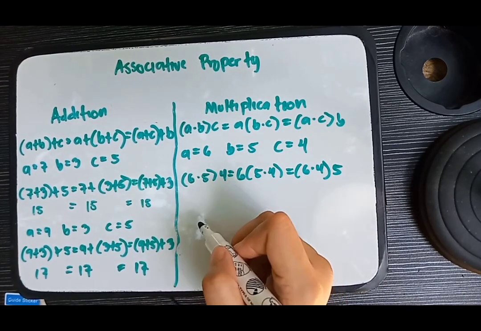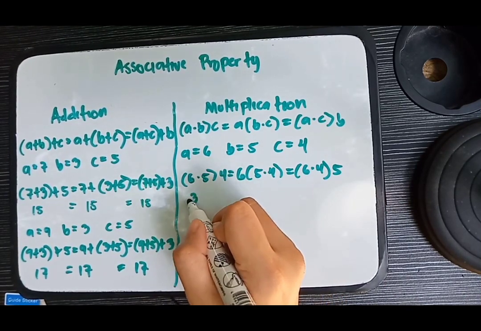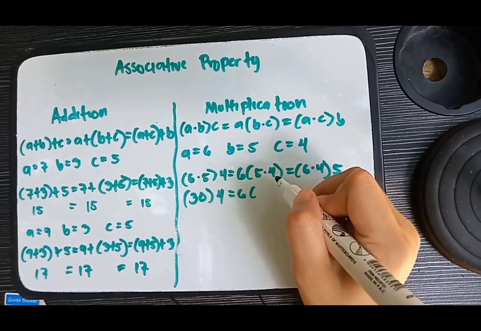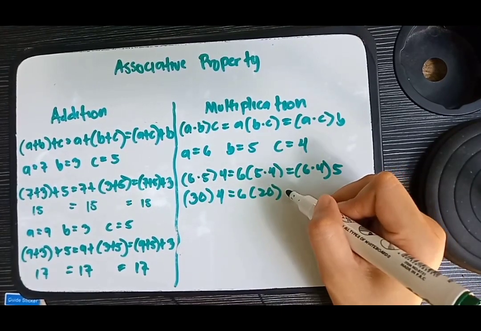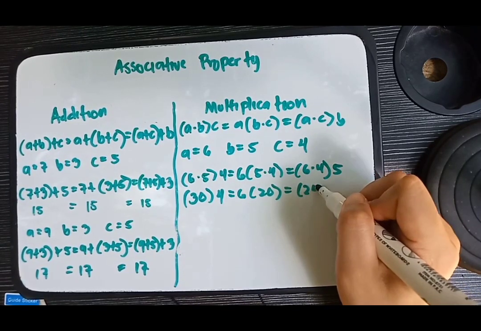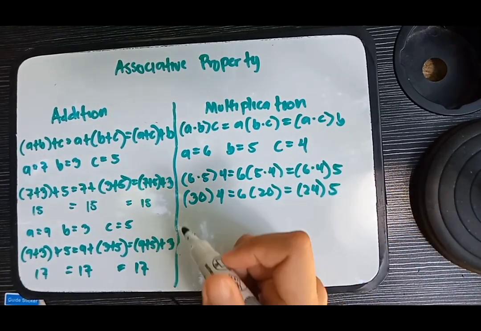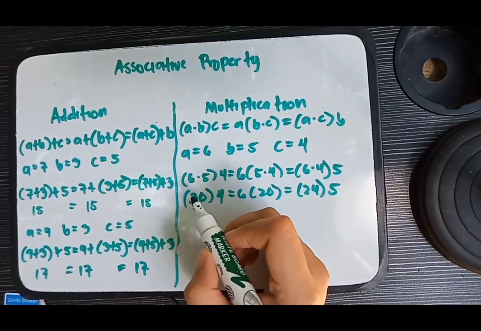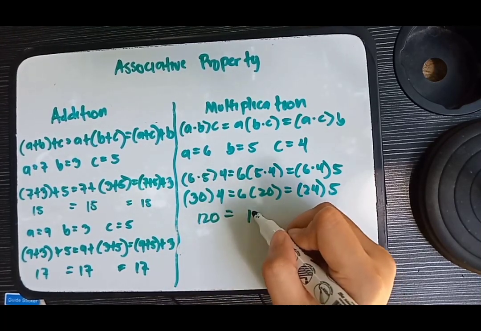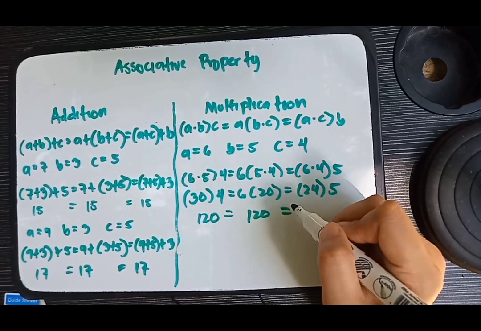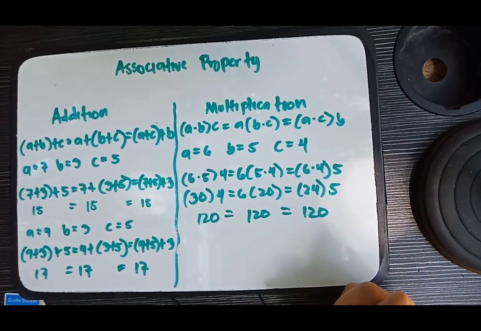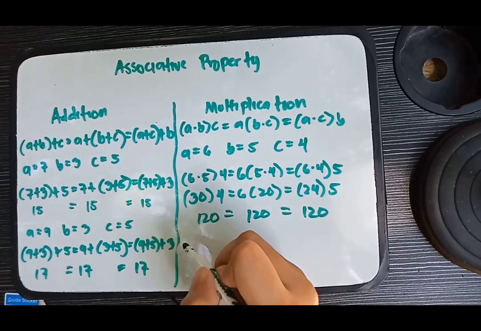So, 6 times 5, 30, times 4 is equal to 5 times 4, 20. Then 6 times 4 is 24 times 5. So, 30 times 4 is equal to 120. So, 6 times 20, 120 also. And 24 times 5 is also 120. So, the factors do not affect the product.